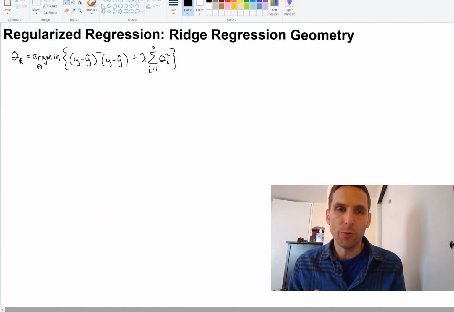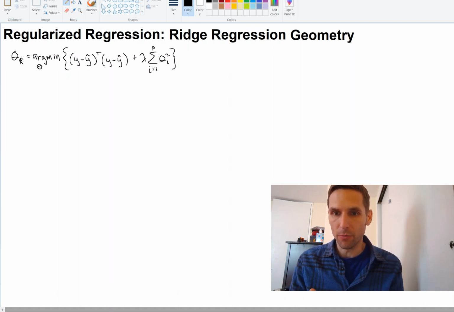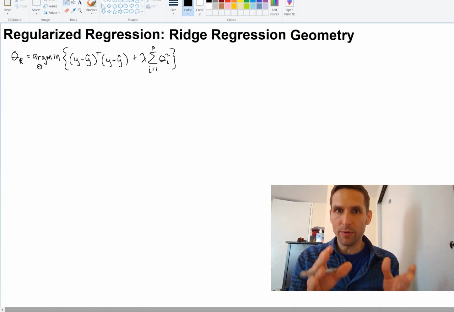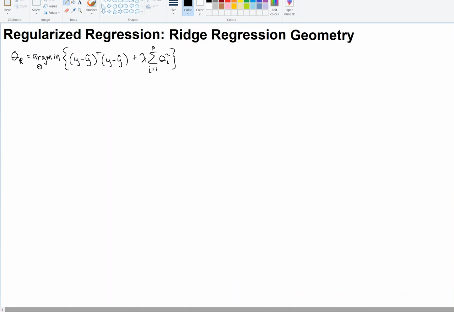All right, we're looking at ridge regression, which is a way of reducing the model complexity to avoid overfitting when we perform a regression model. We're almost finishing it up, and I want to give the geometric interpretation of what regularized regression or ridge regression is actually doing. This is going to help us understand the differences between ridge regression and the next method of regularized regression, which is called lasso regression. So let's take a look at the geometry of regularized regression.